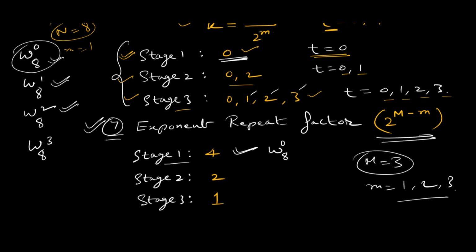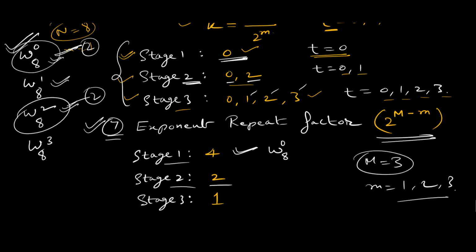Then for stage 2 it will repeat 2 times. So how many Twiddle factors do we have for stage 2? We get this idea from here: this is 0 and 2. That means this Twiddle factor will be there and this Twiddle factor also will be there, and each of them will be repeating twice. So there will be 2 instances of these two. Likewise for stage 3, there will be no repetition at all. There will be one instance of each Twiddle factor: 0, 1, 2, 3, all the Twiddle factors are considered in stage number 3.